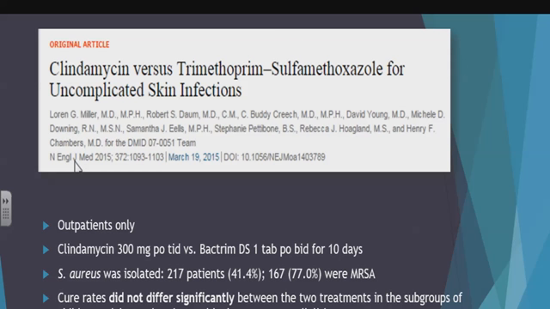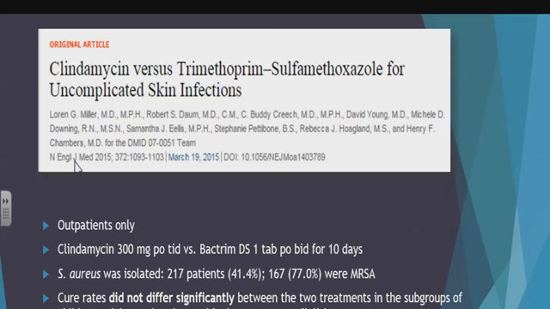So there was a study that came out in 2015, so somewhat recently, that actually kind of changed my mind about some of the practice things that I've done. Clindamycin versus trimethoprim-sulfamethoxazole for uncomplicated skin infections. This was in outpatients only, so this wasn't necessarily the patient population that I'm most familiar with. And they looked at clindamycin 300 milligrams PO TID versus Bactrim 1 double-strength tablet orally BID for 10 days. And Staph aureus was in a significant amount of these cultures, as one would probably expect, right? And the majority of those staphs were actually MRSA in this case.